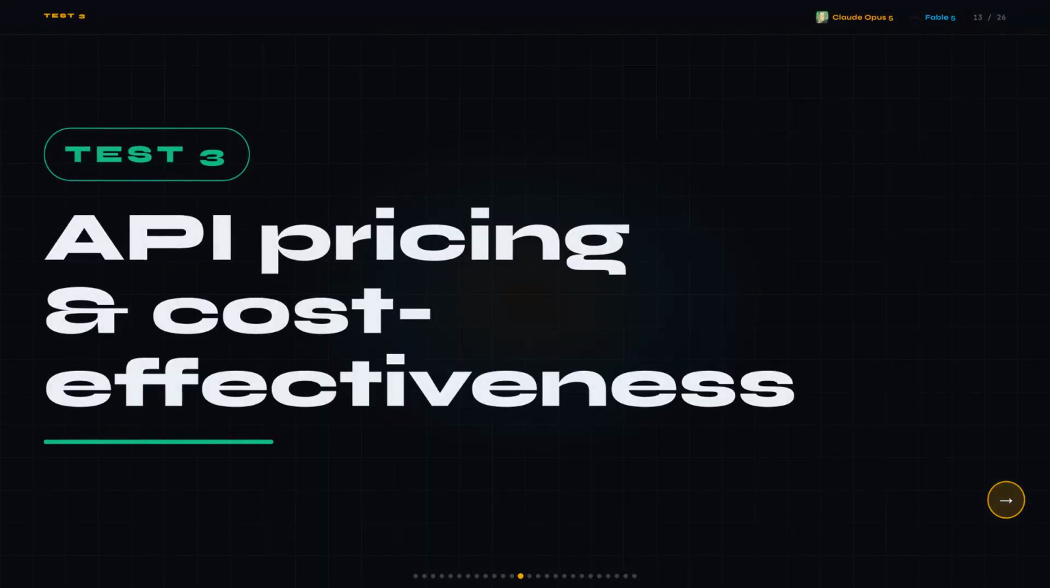Now, test 3 is API pricing and cost effectiveness, and this is the one that really bites you at scale because you run a few thousand tasks in testing and the bill looks fine. Then you go to production and realize you're paying double what you needed to because you picked the wrong model.